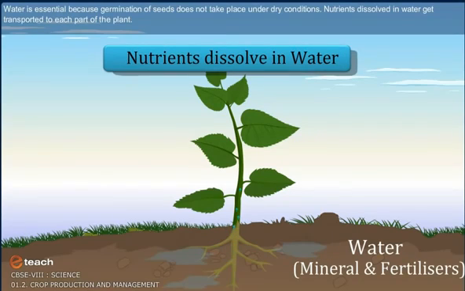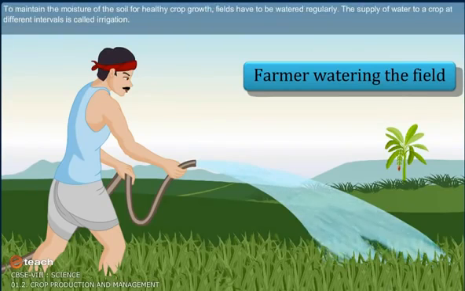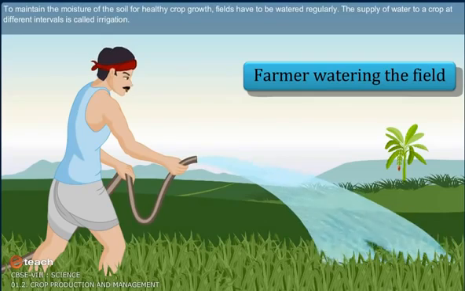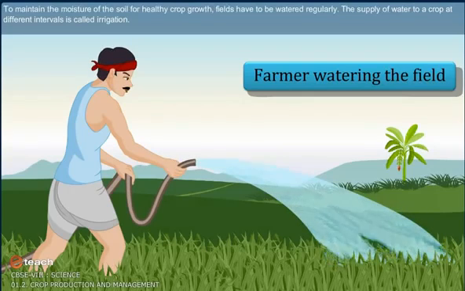Nutrients dissolved in water get transported to each part of the plant. To maintain the moisture of the soil for healthy crop growth, fields have to be watered regularly. The supply of water to crops at different intervals is called irrigation.